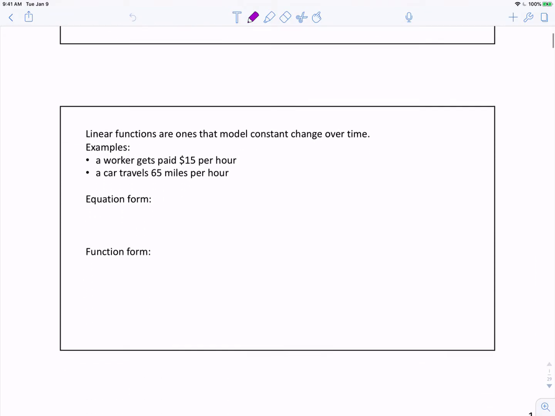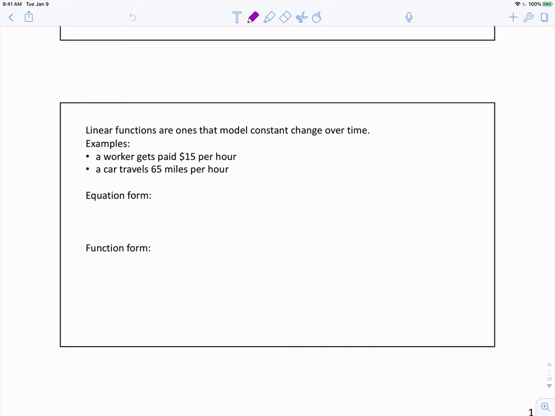So linear functions are ones that model constant change over time. The idea there, it's really important, is that the change is constant. So here are some examples. A worker gets paid $15 per hour. That means for every hour, there's a constant rate of $15. A car travels 65 miles per hour. In other words, for every hour, the car travels at a constant rate of 65 miles per hour.